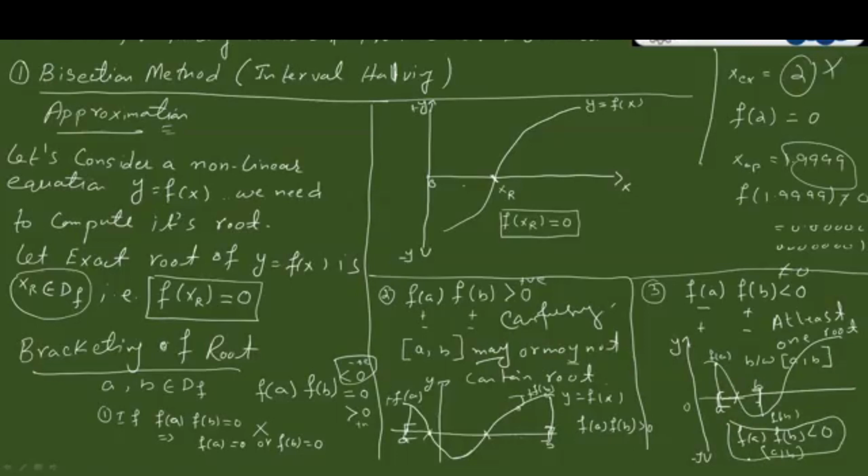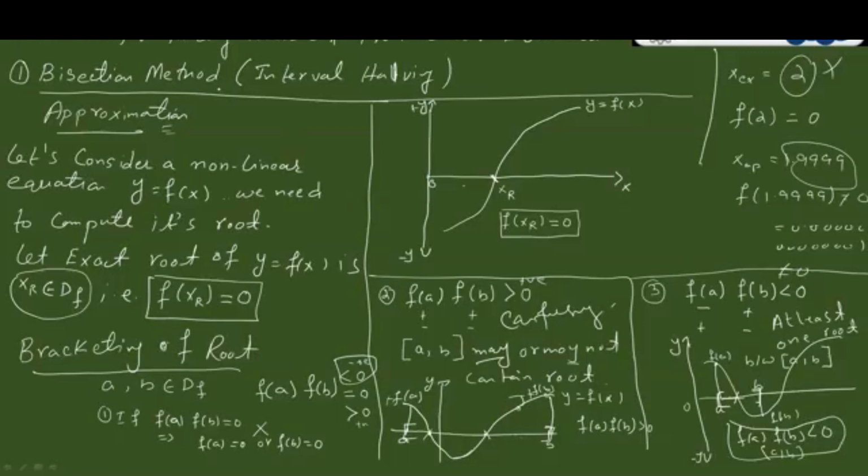There may exist three roots, maybe five roots or 20 roots. It may exist many more roots, but that is for sure. If f of a into f of b is less than 0, there exists at least one root. That is for sure. And to use this method and other methods, we have to make sure that there exists at least one root for this function. So that process is called bracketing.